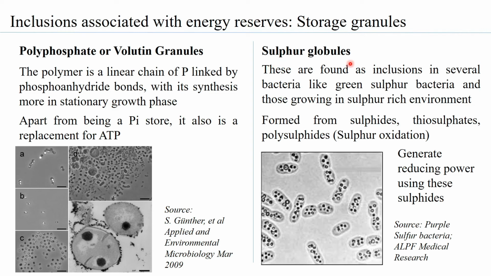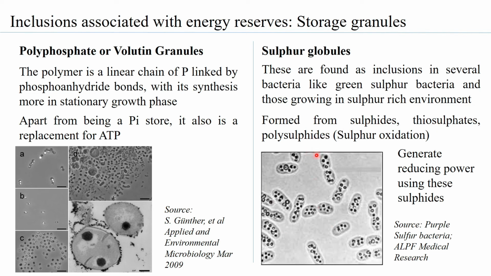So sulfur globules are of course present in bacteria that are growing in sulfur rich environment. So for example, green sulfur bacteria or purple sulfur bacteria. And in these inclusions, you have sulfides being taken up by the protein shell. So you have a membrane present, and there are several proteins present in the membrane that are able to selectively take up sulfides, thiosulfates, polysulfides. And these are now a store of reducing power.